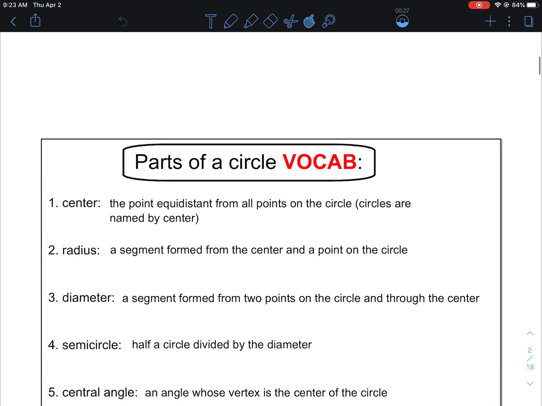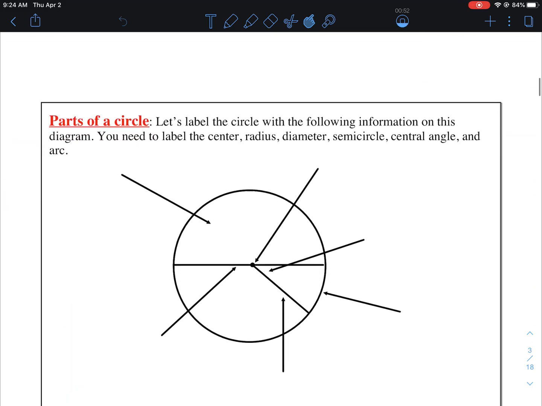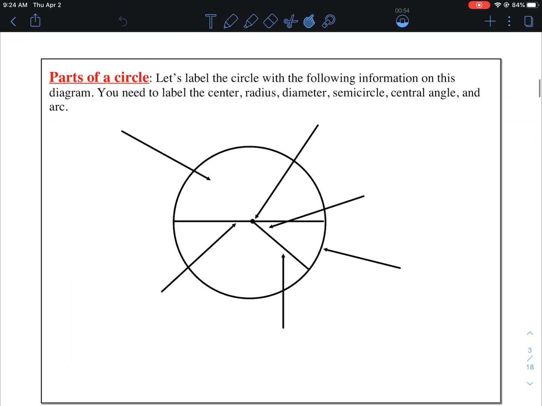But we're going to start off with just some vocab and then put these words to a picture. So, to start with, it says the center, the radius, diameter. Those are words you're probably familiar with. The center is, technically, the middle of the circle, but the fancy definition is the point equidistant from all points on the circle. So, if you were looking right here, this would be your center. All right, it's pointing right to that point in the middle.